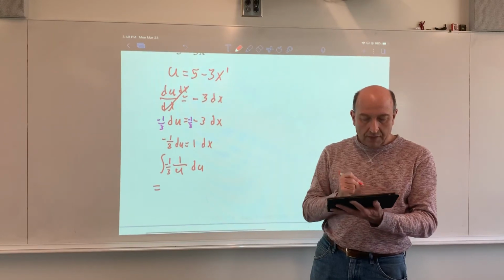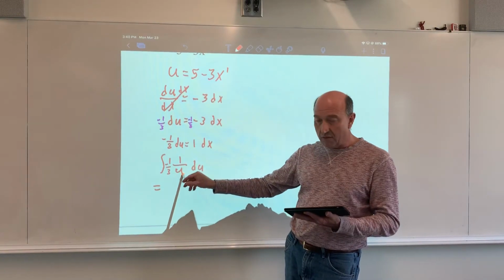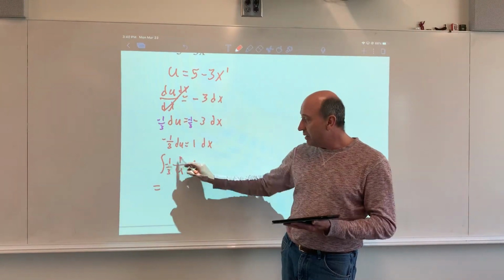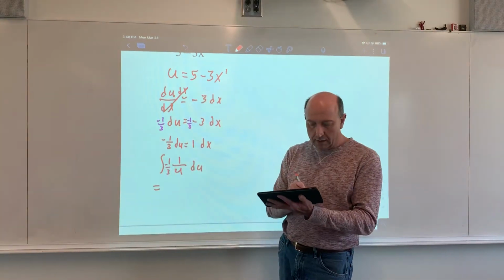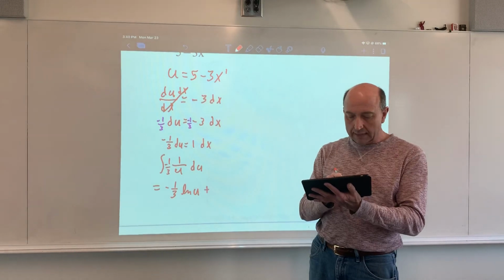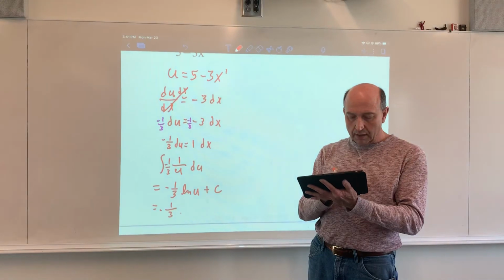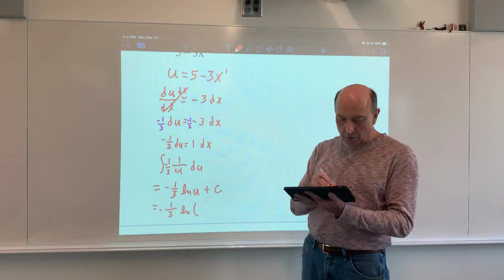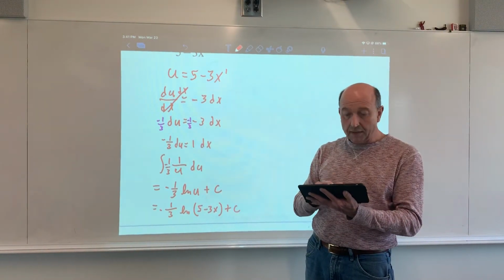I can't put a 0, I'd have to put a 1. Okay, now the antiderivative of 1 over u, if you recall from the last worksheet, is our special case. The antiderivative of 1 over u is natural log of u, times negative 1/3 is negative 1/3 natural log of u plus c. So negative 1/3 natural log. Now what was u? u was 5 minus 3x. So we've done it.